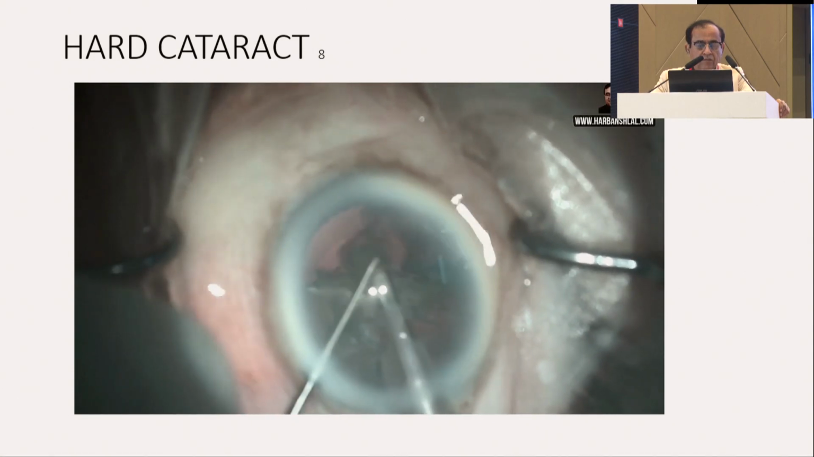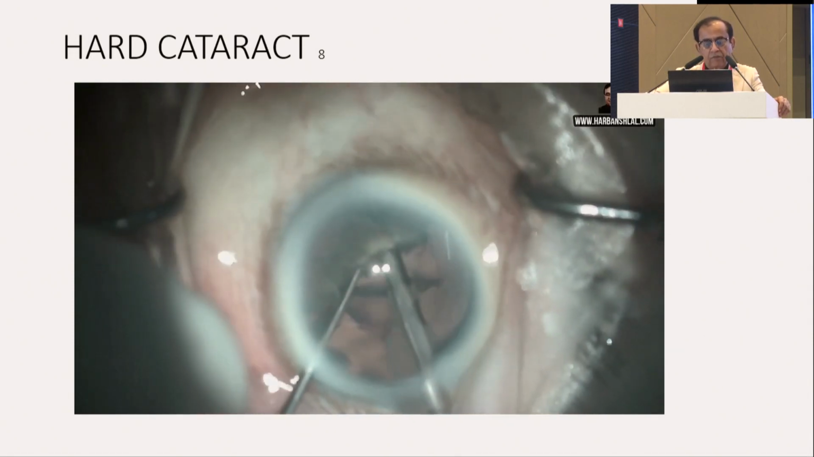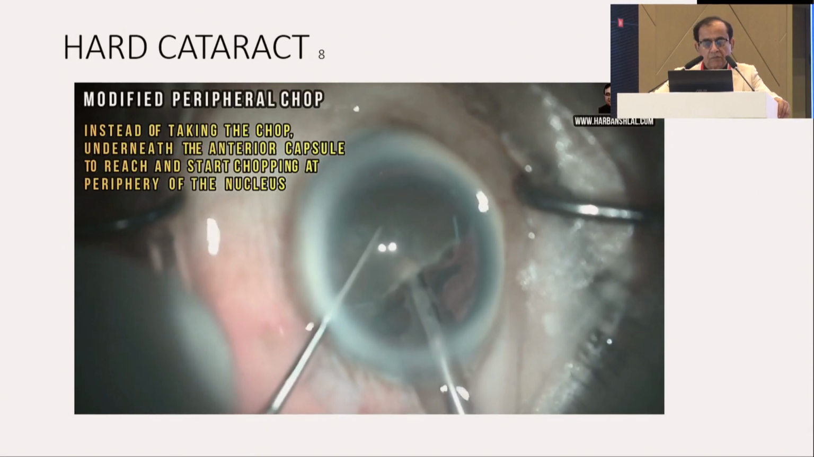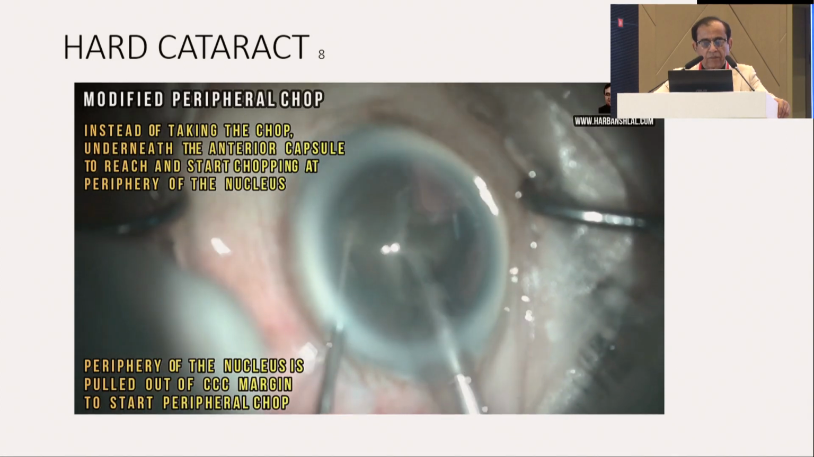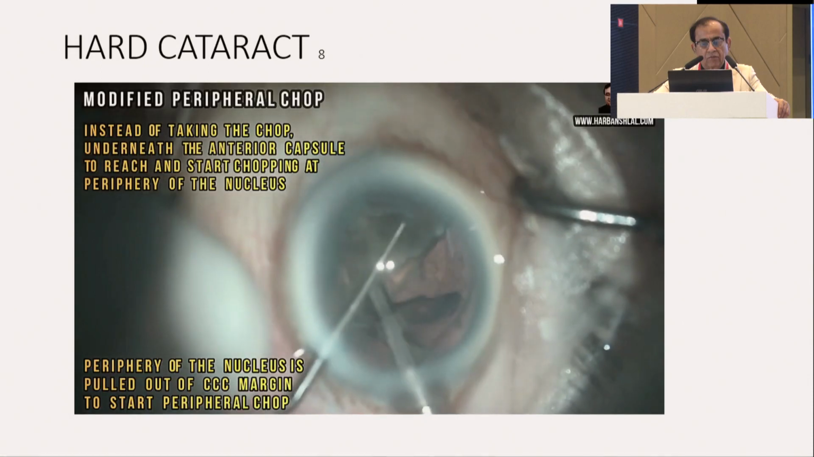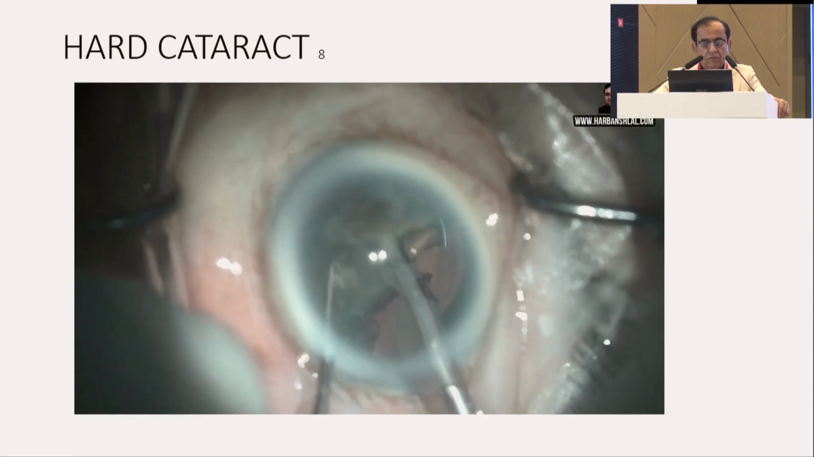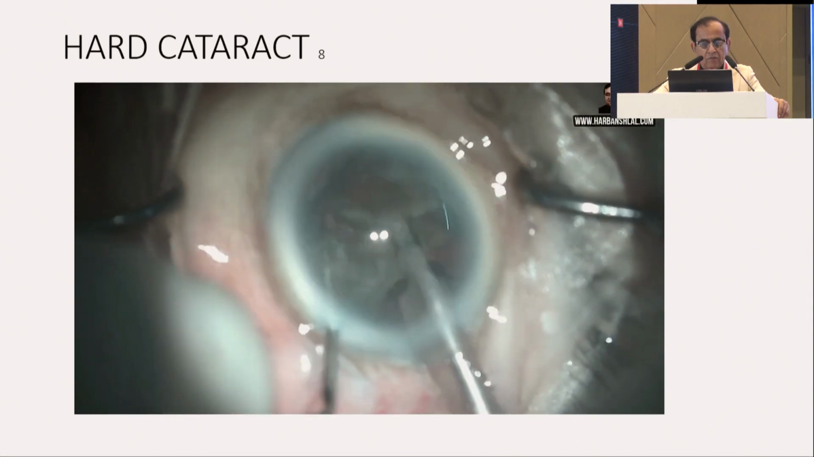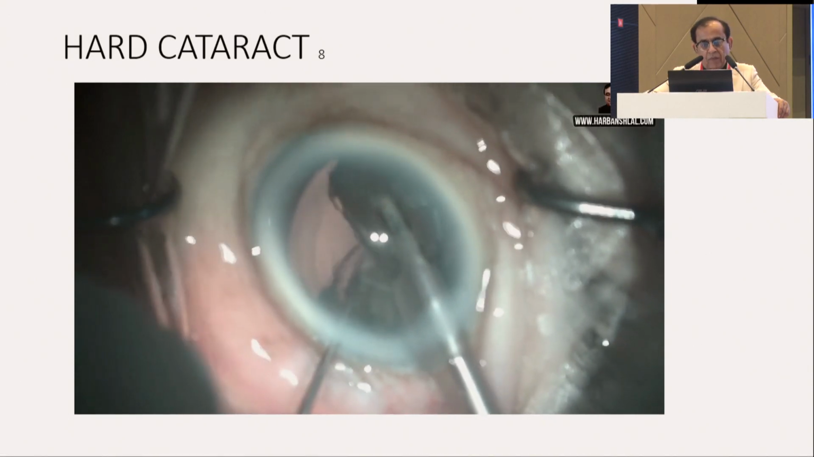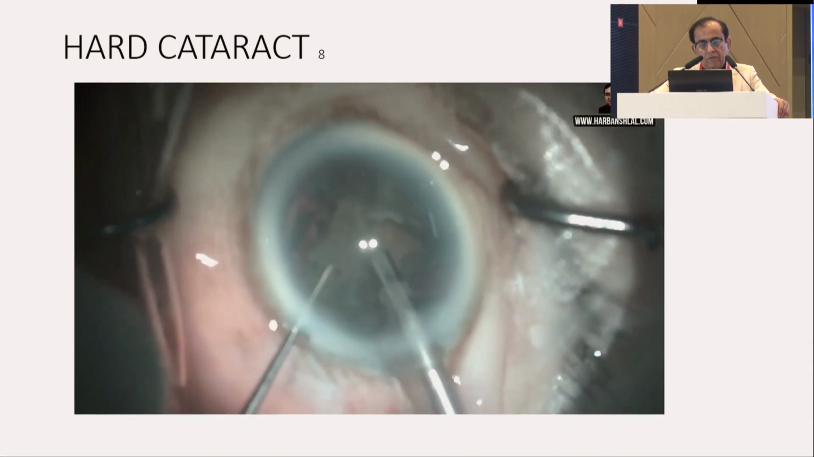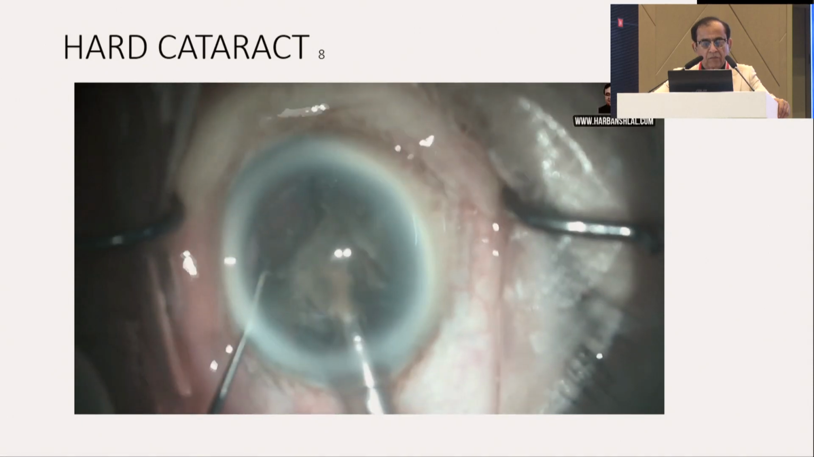Now we come to the removal of the second half of the nucleus. In this, I use modified peripheral chop, whereby I pull the periphery of the nucleus out of the rhexis margin and start the chopping. Combination of the lateral and rotational separation is used to break the leathery fibers. And nucleus is crushed mechanically and emulsified.